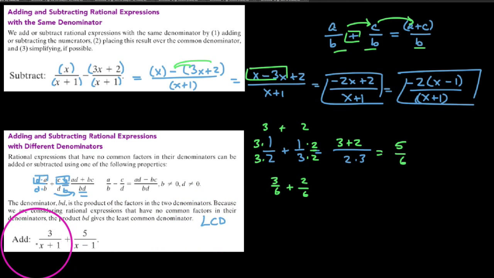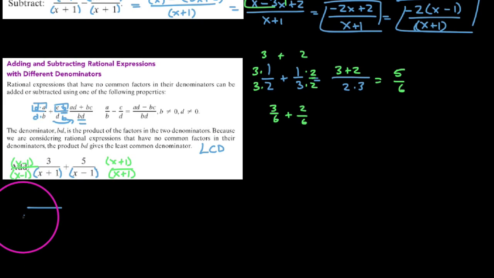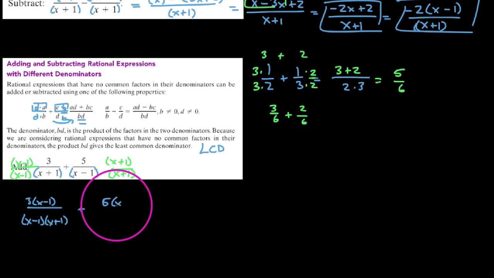So in this instance, I notice that I have 3 over x plus 1 plus 5 over x minus 1. According to what we've got written here, all I would need to do is take everything over here times x minus 1 over x minus 1, and take everything over here times x plus 1 over x plus 1, which is really just multiplying by 1 on each side. What I notice is that I would get x minus 1 times x plus 1 on the bottom. On top, I would have 3 times (x minus 1), and over here I'm going to have 5 times (x plus 1).